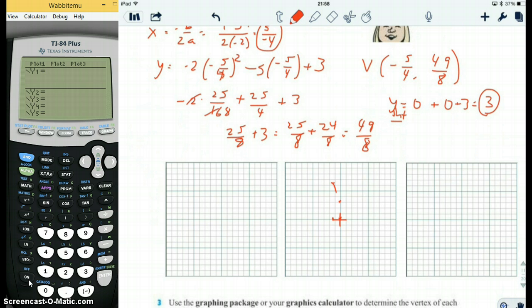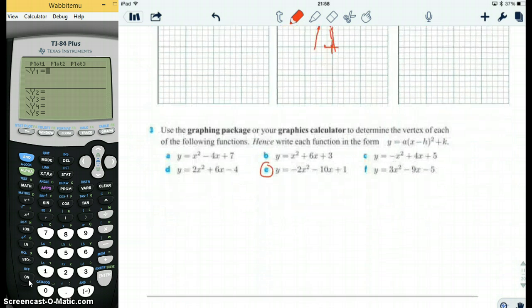We can see it is a skinny parabola. Let's see, negative 5 fourths. So the other part would be at about 2.5, like that, kind of like that. Okay, and let's see, I think there's one more on this page.